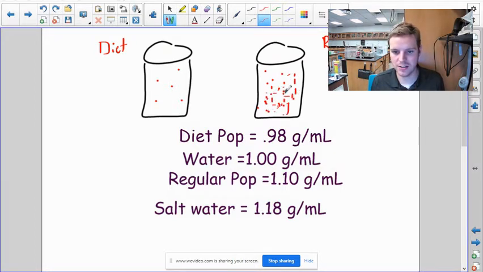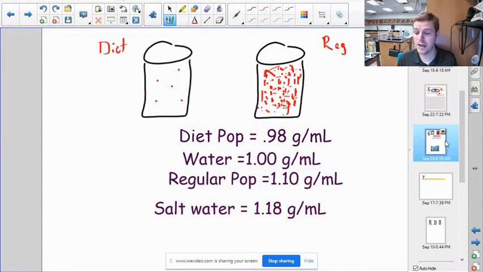This isn't obnoxious at all. Okay, so even though these cans are identical, and I did copy and paste my poor drawing of a can here, so they have the exact same volume, but the regular can of pop has a lot more mass in that same space, in that same volume, and that's why regular cans of pop are a lot more dense than diet cans of pop.